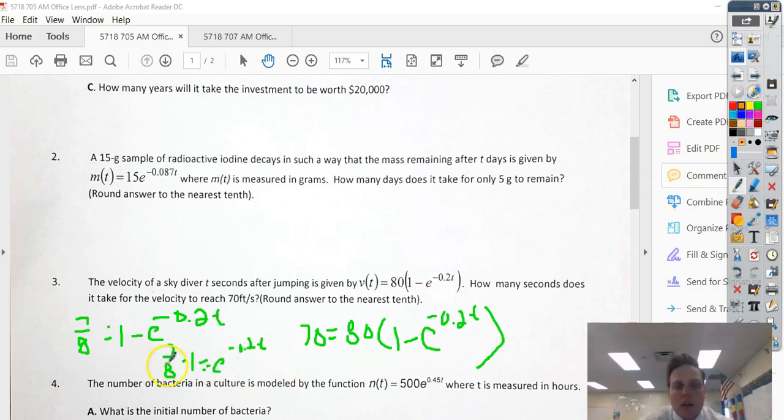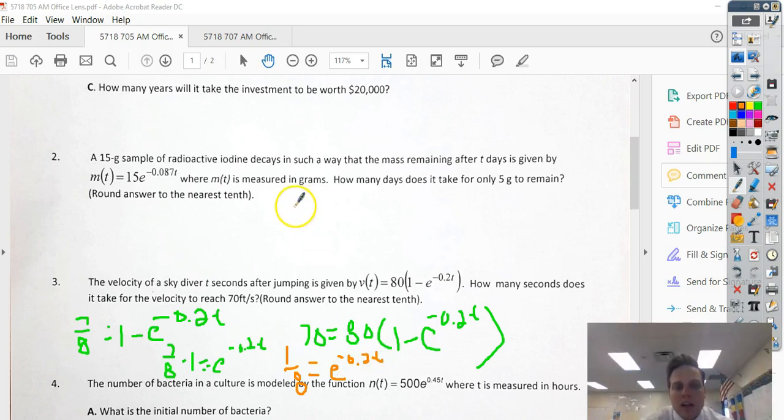Okay, so let me walk you through that again. 7/8 minus 1 is negative 1/8. However, this is a negative e. I need this to become a positive e, so I'm going to divide everything by negative 1, and that's going to give me a positive 1/8. So I have a positive 1/8 is equal to e raised to the negative 0.2t. Now I've got the base by itself, so I'm ready to change forms.